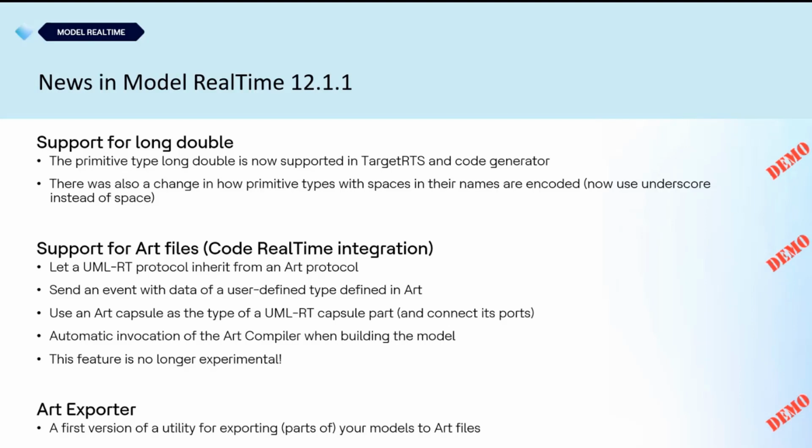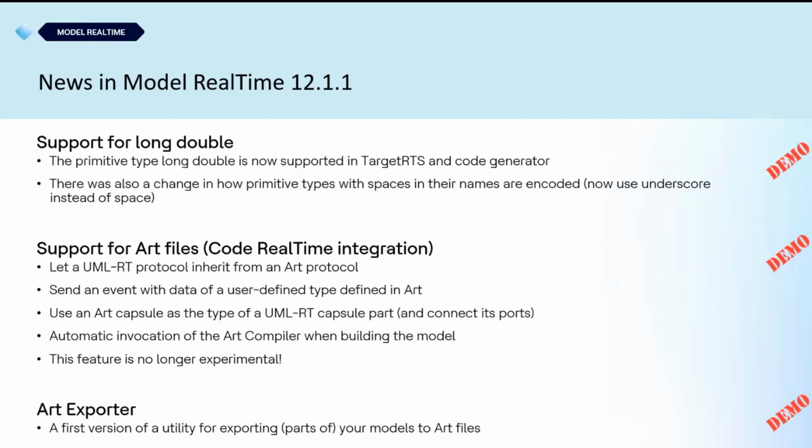Previously, we only supported primitive types. Now you can have any user-defined type that you have defined in Code RealTime and use that from Model RealTime when you send an event. And we also support that you create capsules in Code RealTime and then use those capsules as the type of a capsule part in UML-RT, and you can then connect its ports to ports of your real-time model in UML.